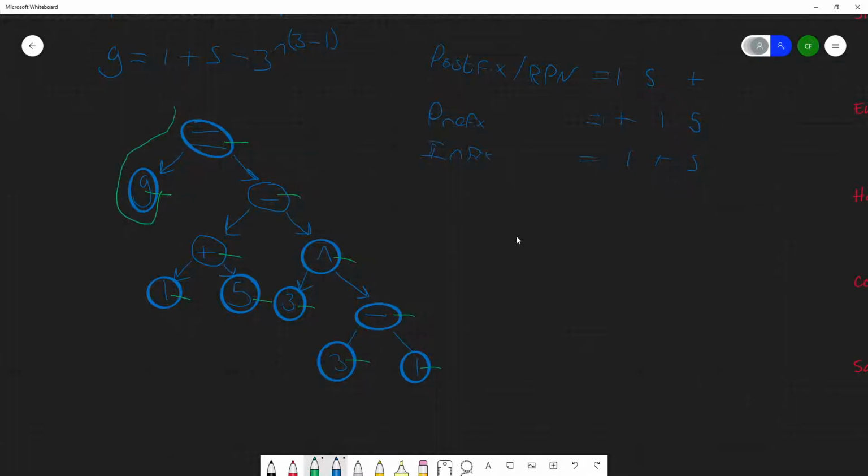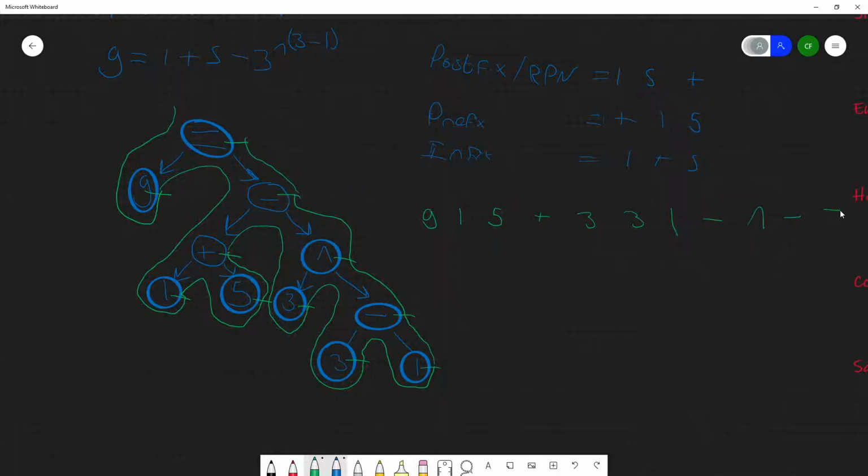There. So we're going through from the root to the left. Up here, we've hit G on the output. Going around, not hitting anything. Now we've hit 1, 5, and plus. So we have 1, 5, and plus. Going around again through here, we've hit a 3. We've hit a 3, a 1. So a 3, 3, 1. Minus, power of, minus, power of, minus, and then equals. So this is the postfix expression.